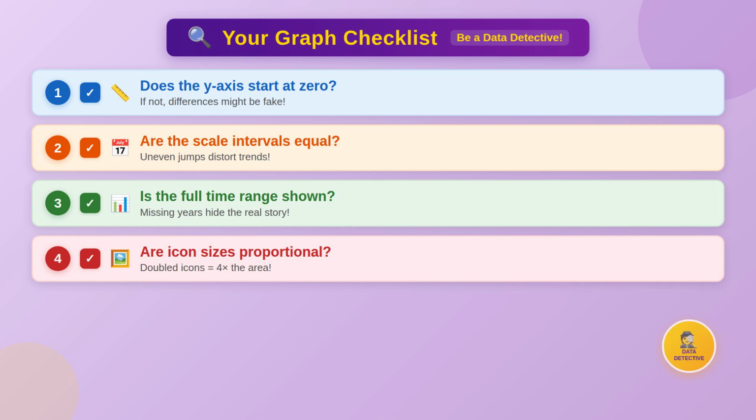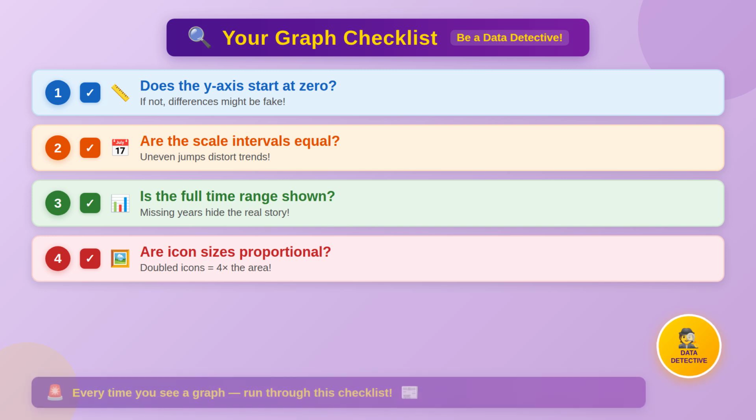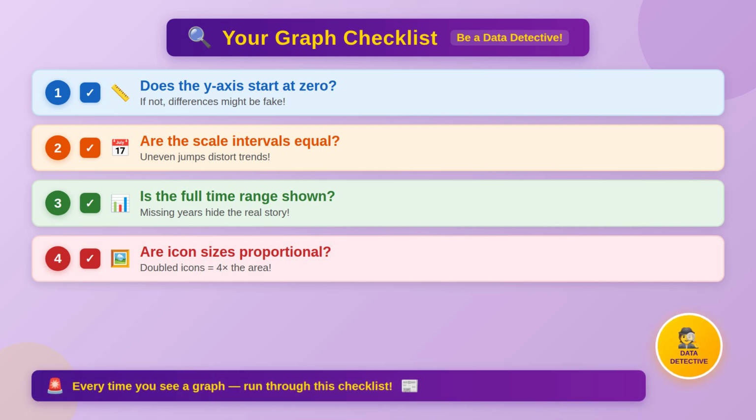1. Does the y-axis start at 0? If not, those differences might be fake. 2. Are the scale intervals equal? Uneven jumps distort trends. 3. Is the full time range shown? Missing years can hide the real story. 4. Are icon sizes proportional? Doubled icons can be 4 times the area.